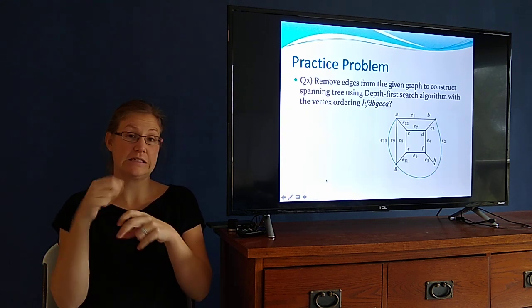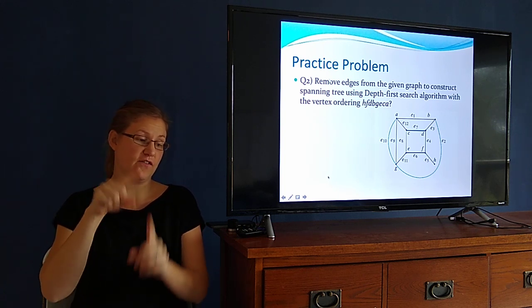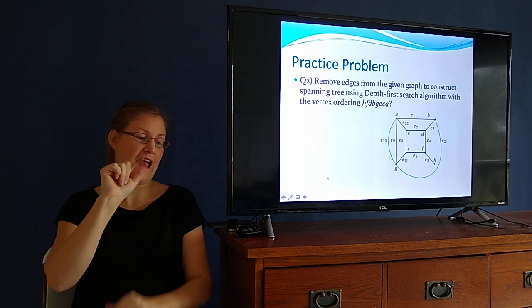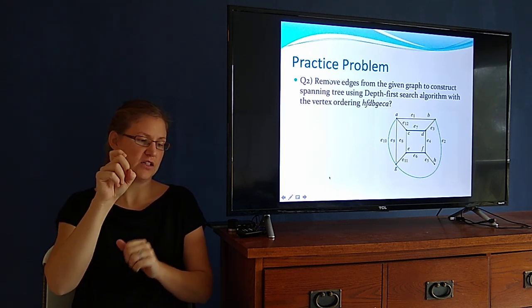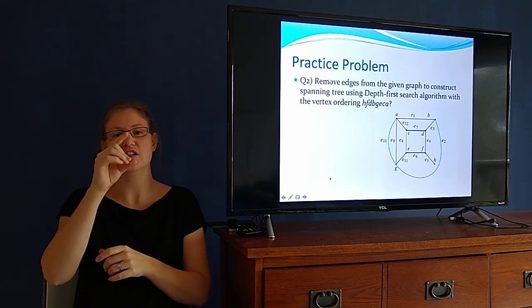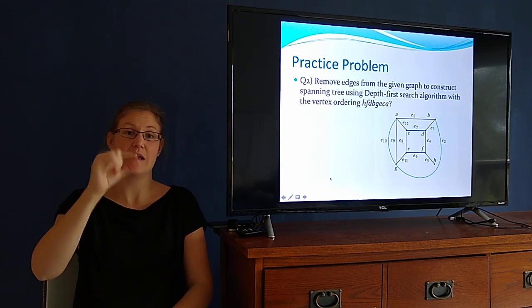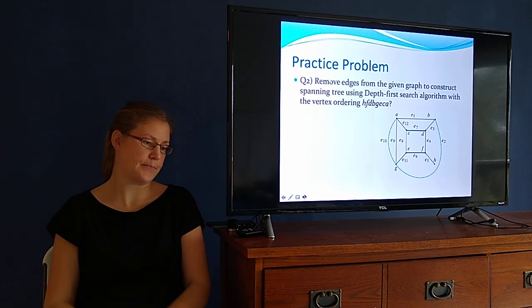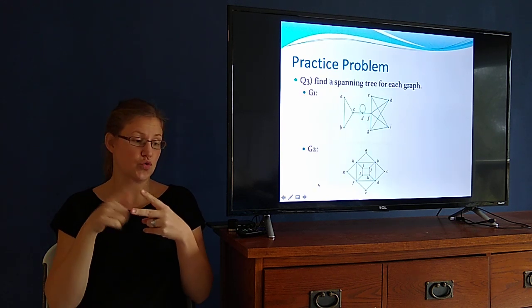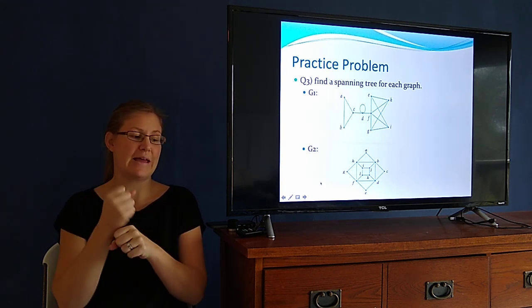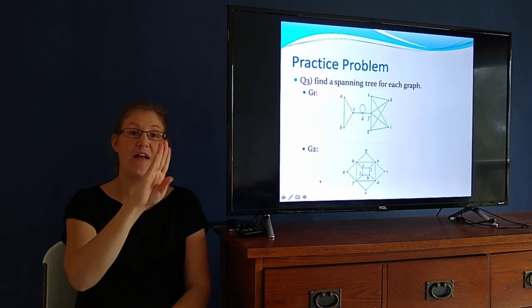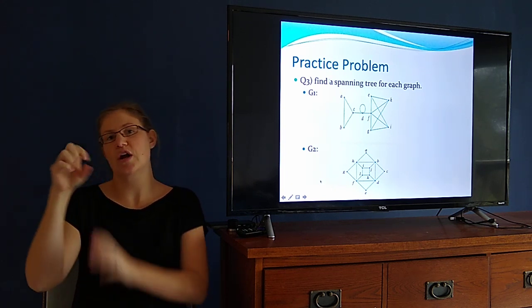Practice problem. Remove edges from the given graph to construct a spanning tree. Use the depth first search algorithm with the vertex ordering. So here I'm giving you the vertex ordering so you can follow it to remove the edges and construct a spanning tree that doesn't have a simple circuit. The second question, you have two graphs. You need to construct a spanning tree for each one. You can use whatever you want, like the breadth first search or depth first search algorithm.